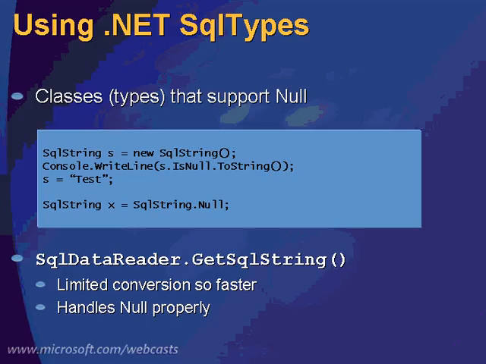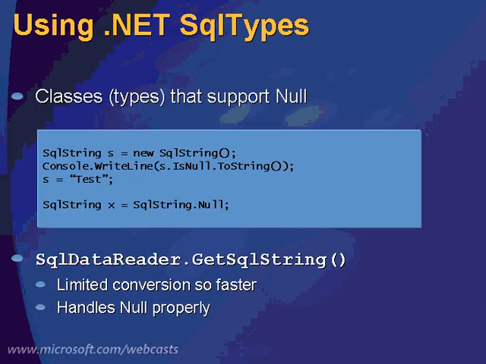So you see the statement there that you declare a new SqlString, and you can check the IsNull property of that string, and that will tell you if it's true or false. You can assign it to SqlString.Null. The same works for SqlInt, anything like that. There are methods in the SQL data reader specific to the SQL data type. So there's a GetSqlString method, a GetSqlInt method, a GetSqlDateTime method.